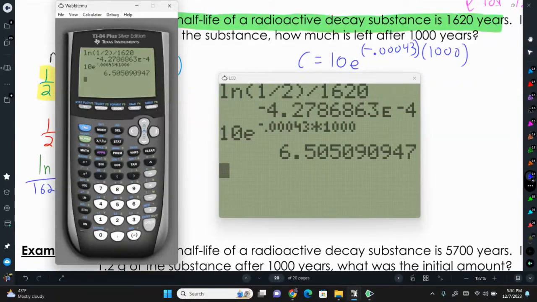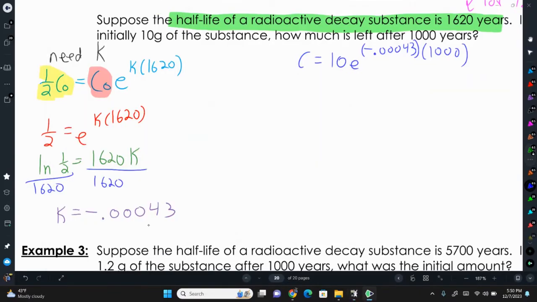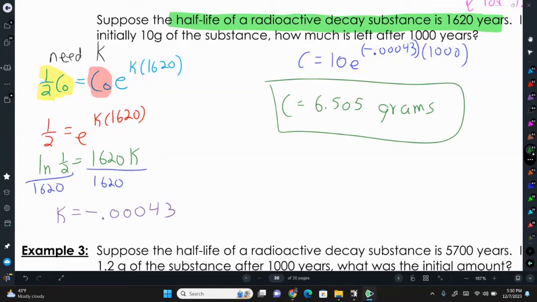And we get 6.505. So C equals 6.505 grams. And since 1,000 years is less than its half-life, we know we should have more than 5, which is half of 10.